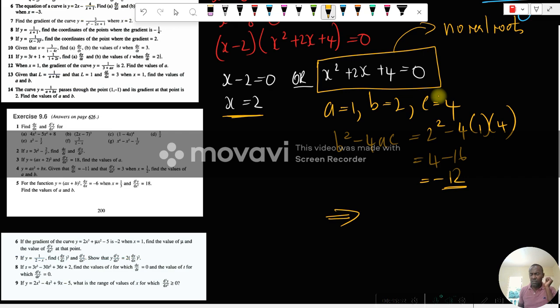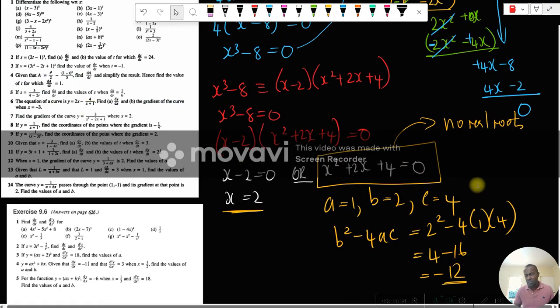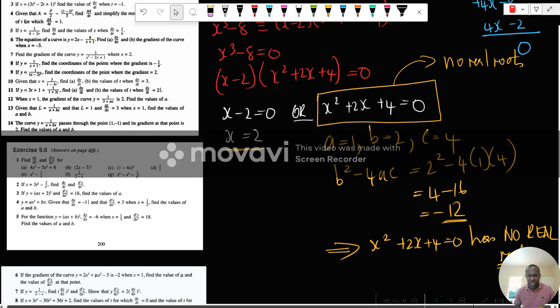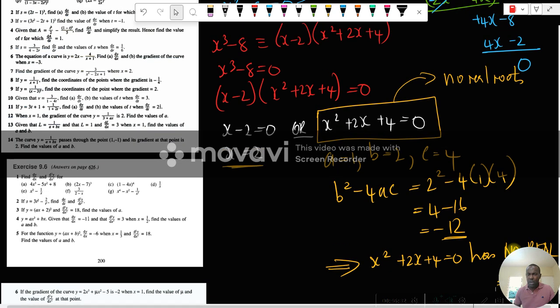If the discriminant is negative, then the quadratic has no real roots. I even have it on the screen already. It's supposed to have no real roots. So because the discriminant is negative, this quadratic, x squared plus 2x plus 4 equals 0, has no real roots, just as I would have suspected. Therefore, the only root that we get is x equals 2. As such, there's only one point on the curve at which dy by dx equals 0, and the x coordinate of that point is 2. So now we need to find the y coordinate.